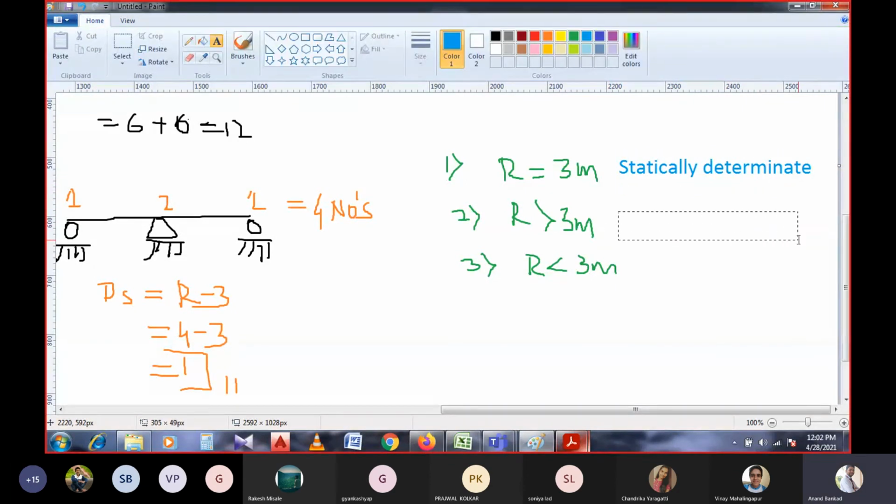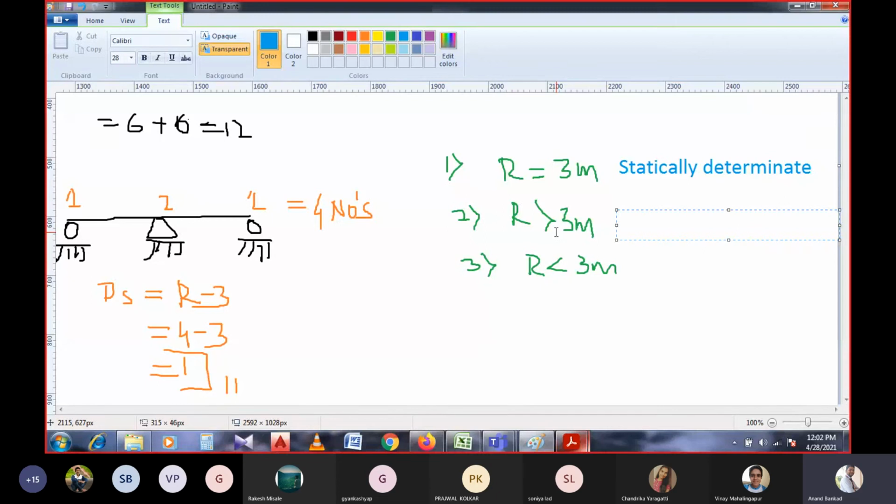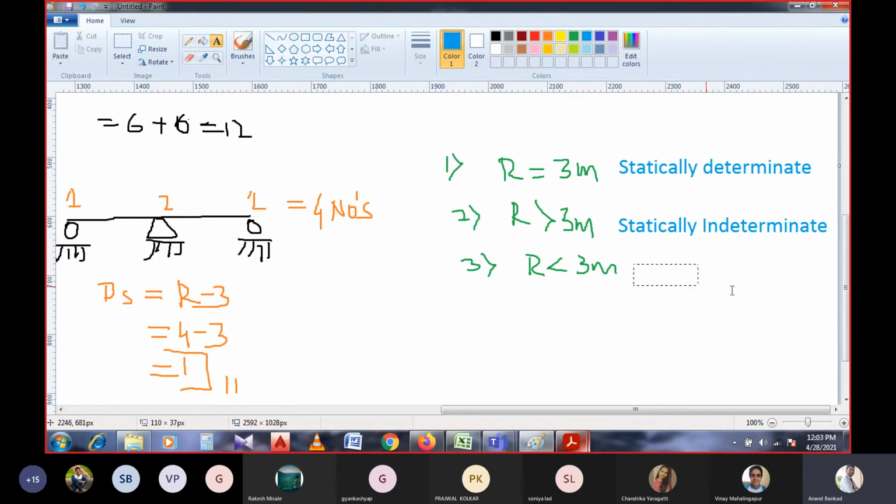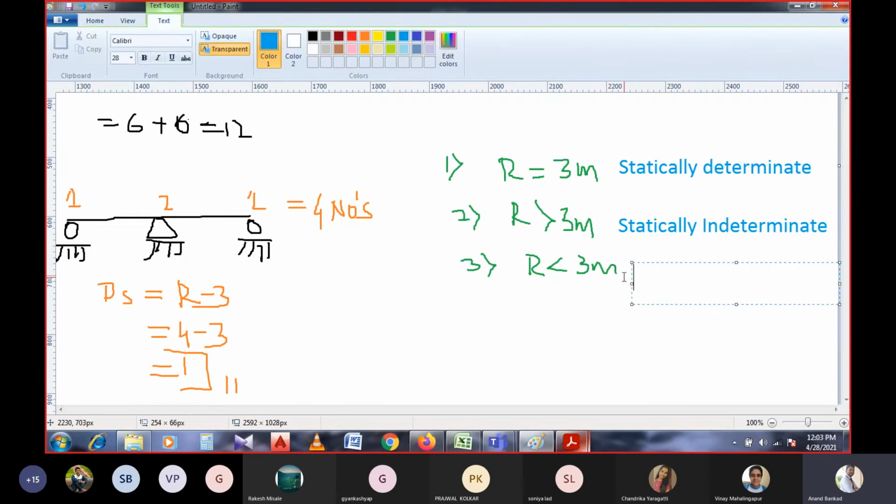At the same time, if the reactions are greater than 3 times the members, then the structure will be considered statically indeterminate. And if the reactions are less than 3 times the members, then the structure will be considered unstable.